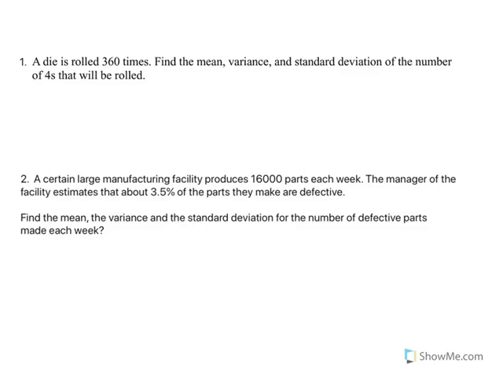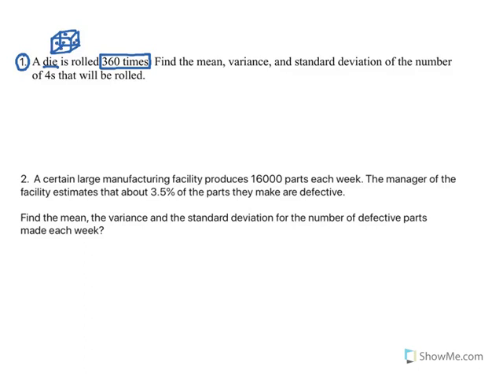Okay, in this question we have two parts. Let's look at part one. A die is rolled 360 times. By now you know what is a die. You know, it's the die that has 6 faces. It's the cube with 6 faces, and each has numbers from 1 to 6.